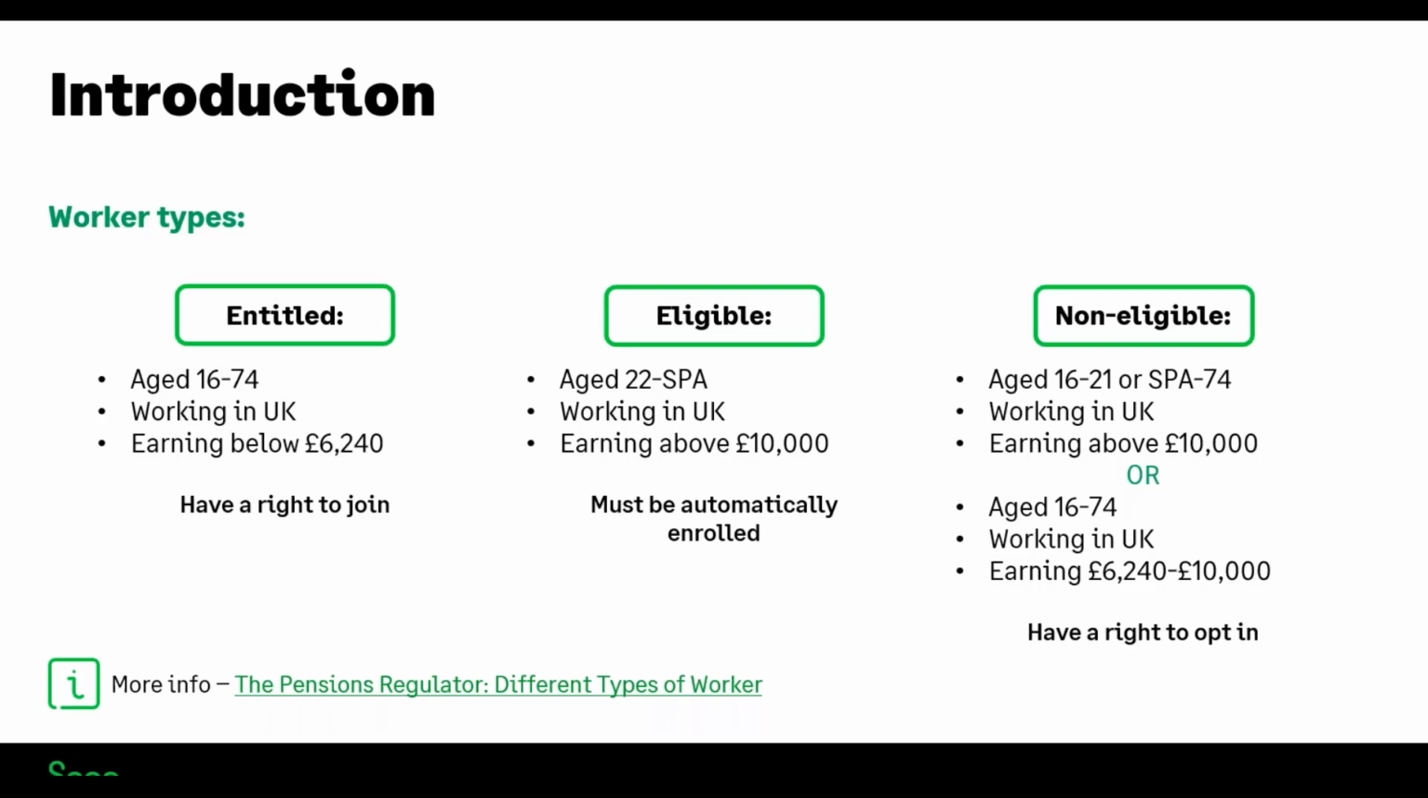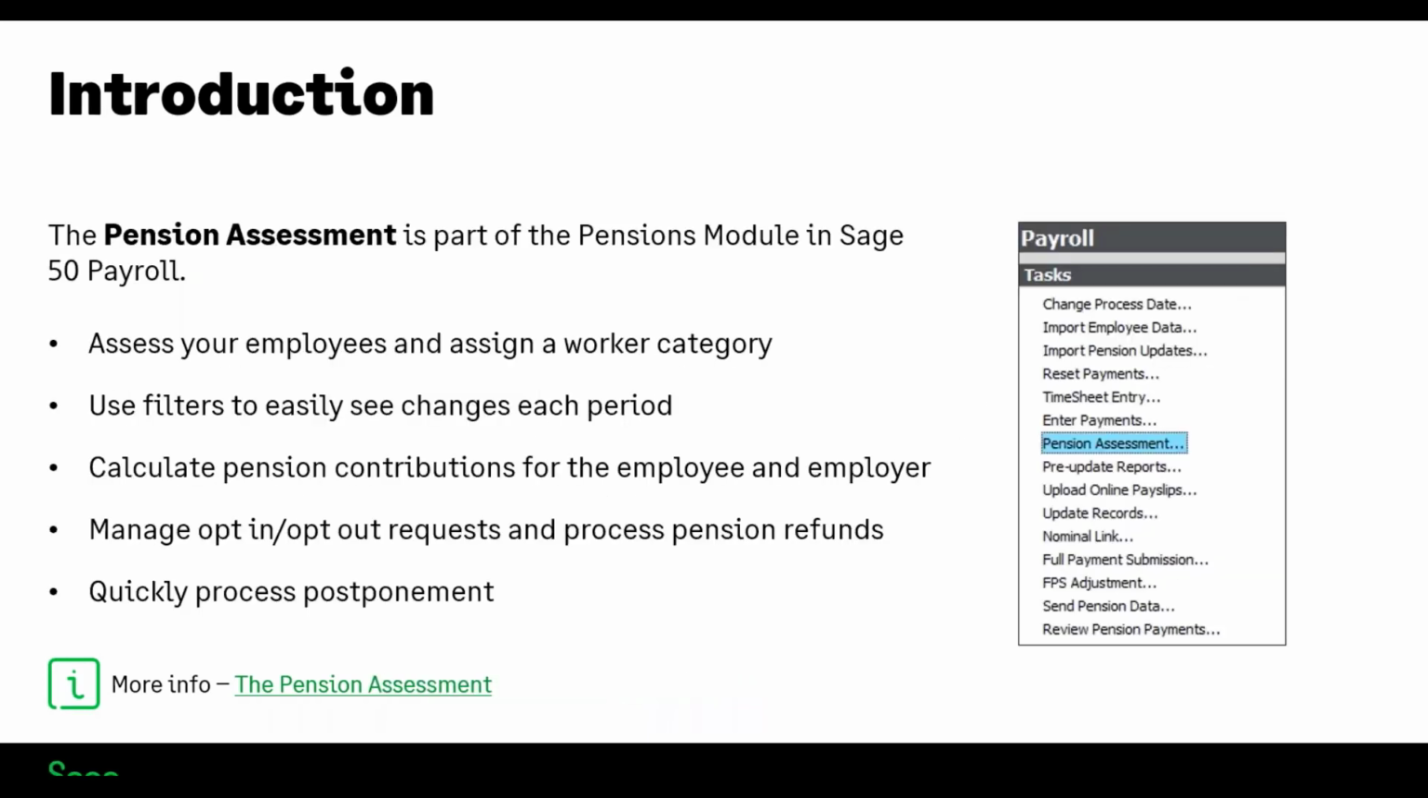As I said, you would normally have to assess the employees manually, but that's where the pension assessment comes in. So what is the pension assessment? Well, it's part of the pensions module for Sage 50 Payroll, and it's designed to make your pension duties as an employer quicker and easier. It is an additional module to subscribe to in Sage 50 Payroll. But the pension assessment assesses your employees automatically and assigns a worker category to them. And if an employee is eligible for automatic enrolment, it will automatically assign your pension scheme to them.